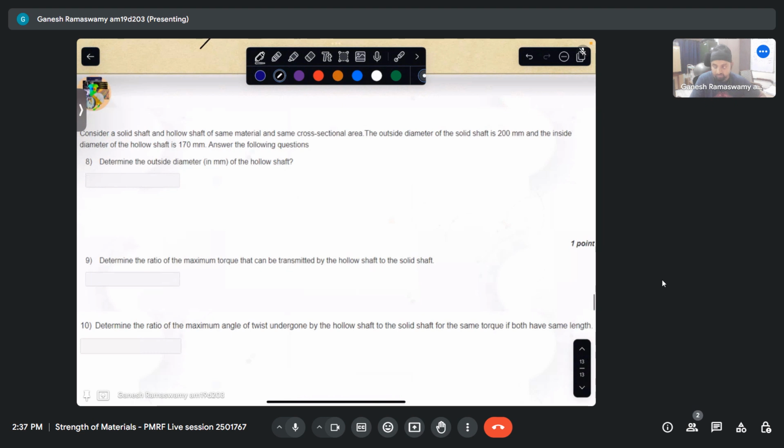So consider a solid shaft and a hollow shaft. Anand, think he left room.